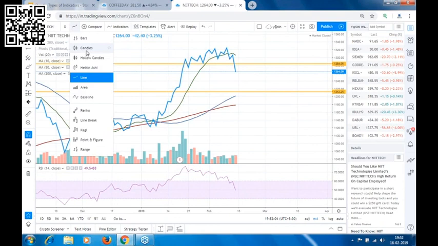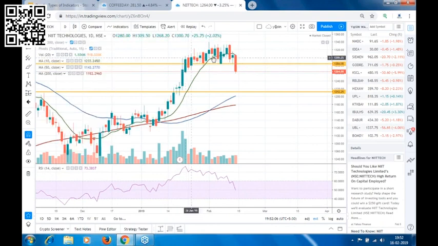So as you can see, the stock was in consolidation mode. And yesterday when it broke that level 1282, see the low that the stock has made, it has made a low of 1258.